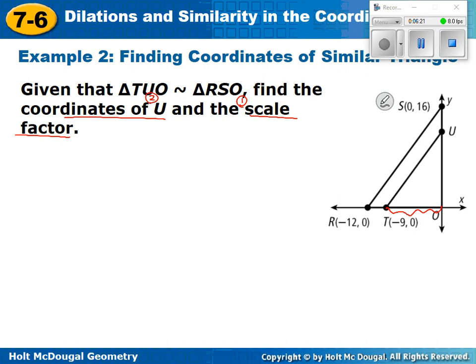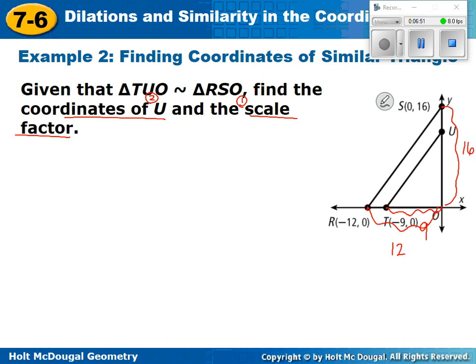9, right? It's negative direction, but when we're just talking about the length of the side, we're just going to put positive 9 because we're going 9 units to the left. What would the distance here from 0 to R be? 12. So everybody following? This is at negative 9, 0. This is at negative 12, 0. So this is a distance of 9. This is a distance of 12. What is the length all the way up here from O to S?